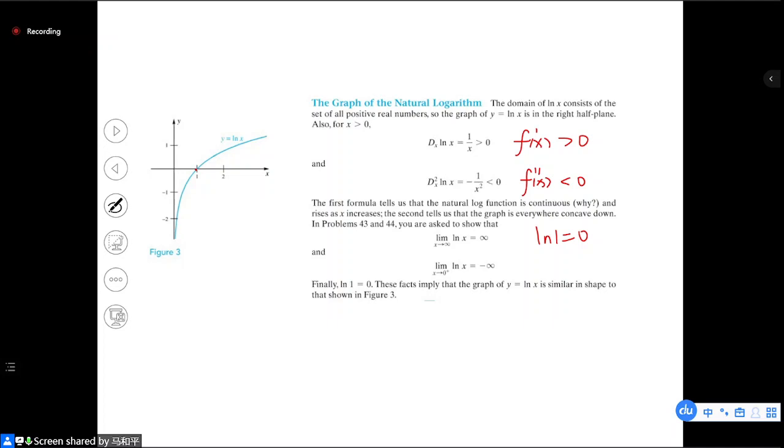And we should notice that the limit as x approaches infinity of log x is infinity, and as x approaches 0 from the right, log x is negative infinity. So it's increasing, and as x approaches 0 from the right, f x is negative infinity, and as x approaches infinity, log x approaches infinity. So this is the graph of y equals log x.